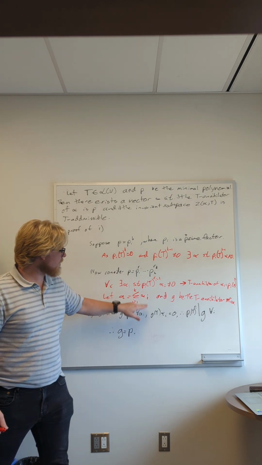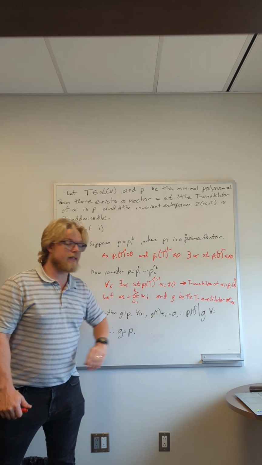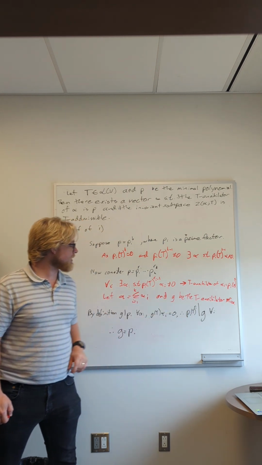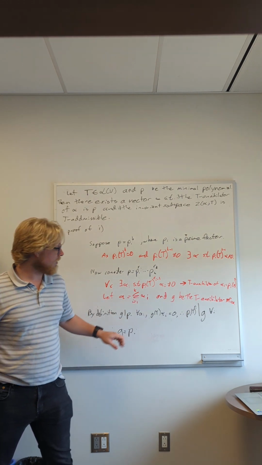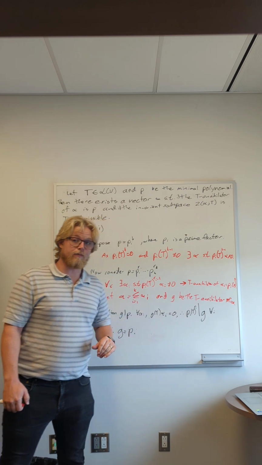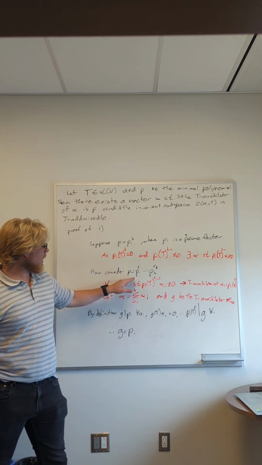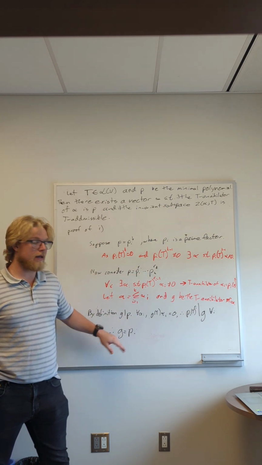But for each of these alpha_i's, if we apply g(T) to alpha_i, we get 0, which means each of these prime factors up to the multiplicity, or the annihilator for each alpha_i, divides g. And because g divides p and all the prime factors are in g, g and p are equal.